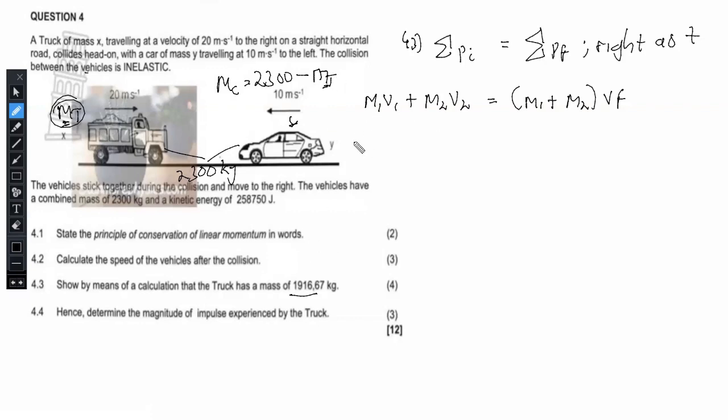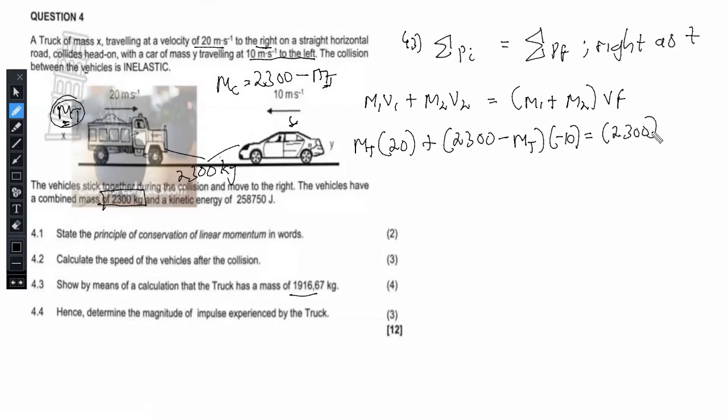So our mass 1 is just the mass of the truck, and the velocity of the truck initially was 20, so it's positive because it's going to the right. And what is mass 2? That's the mass of the car, but I'm going to represent it as 2,300 minus the mass of the truck. The velocity initially of the car was 10 meters per second to the left, so I need to indicate it as negative. And then this is mass 1 plus mass 2. Remember, combined it's 2,300, so I can just write 2,300 here. And then the final velocity is the one that I had calculated in 4.2, which was 15 meters per second to the right, so it's positive.